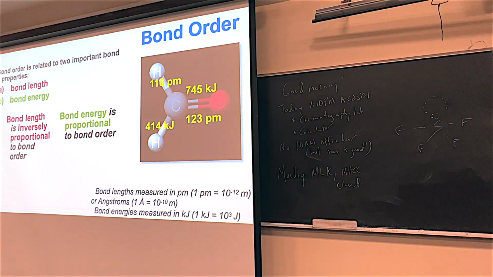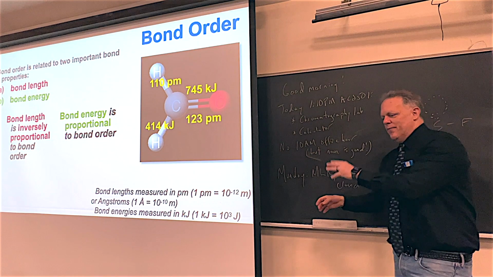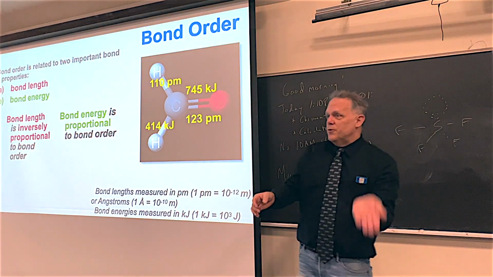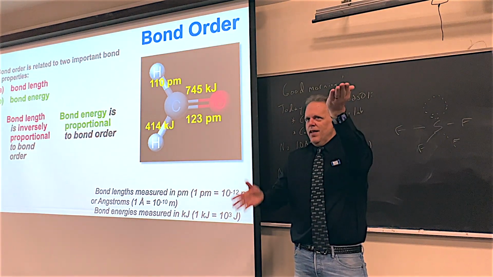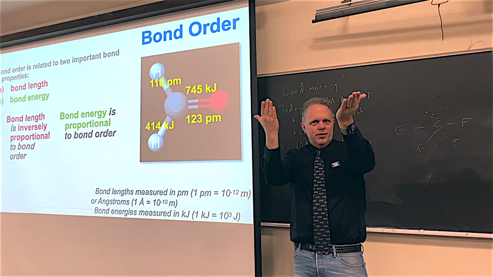All right. Now, why this is kind of cool to know about bond order is that bond order is inversely proportional to bond length, and bond order is proportional to bond energy. So what this means is that if you had a single bond versus a double bond, all right, bond order goes from 1 to 2. That means bond energy is going to go up as you go from 1 to 2.